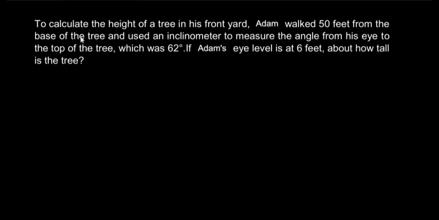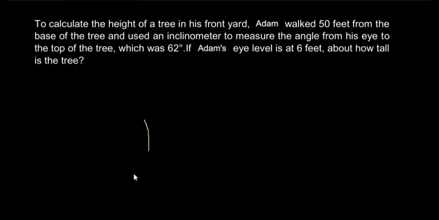Now let us look at the next question. To calculate the height of a tree in his front yard, Adam walked 50 feet from the base of the tree and used an inclinometer to measure the angle from his eye to the top of the tree, which is 62 degrees. That means, let me draw a tree first for you to understand.